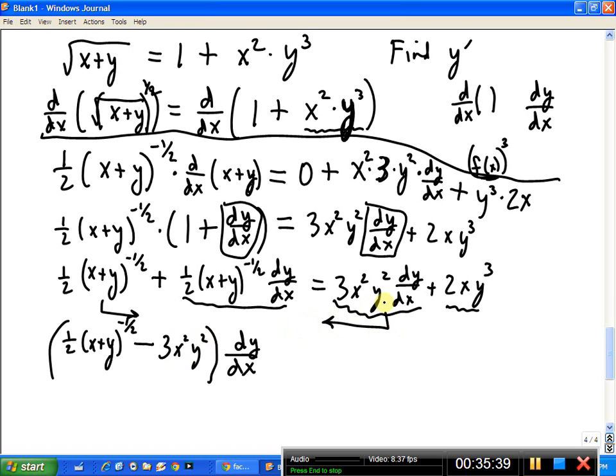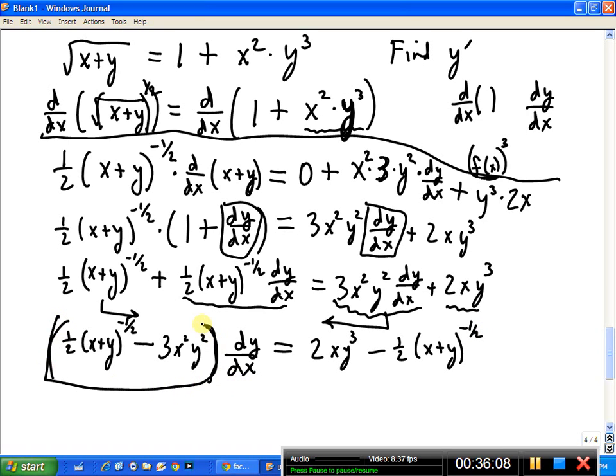Multiply it out and see. You've got dy/dx times this, dy/dx times that. Here's that one. And here's this one. When you move it over, you'll get your minus. Meanwhile, on the right, I've still got my 2xy cubed. But I also pick up this other guy, minus 1/2 (x + y)^(-1/2). And now all I've got to do is take this one mess here and divide both sides by it.